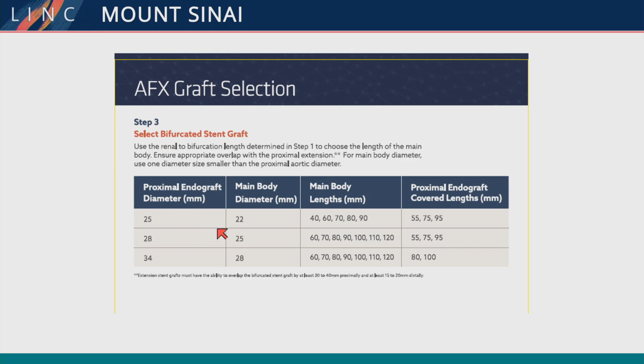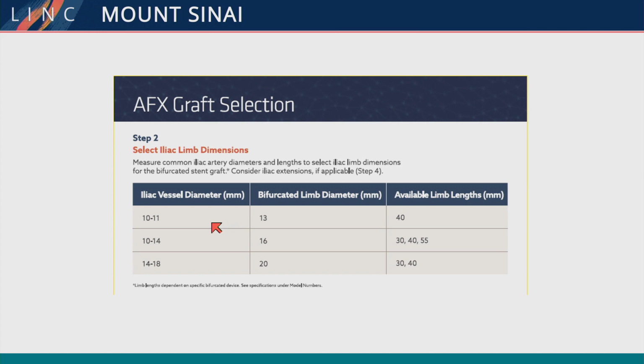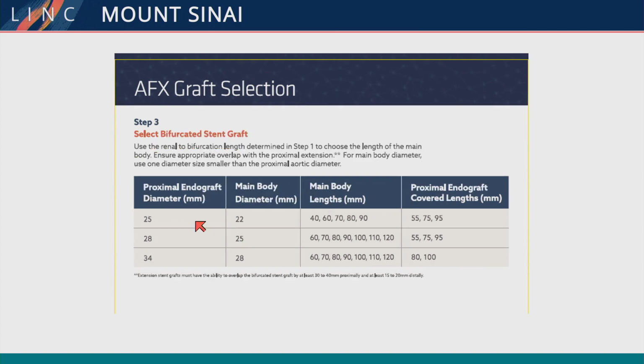What's different here is that you're going to pick a main body that's going to be smaller than your proximal piece, so you can seal the main body with the proximal piece. And then it comes in a number of different lengths. This can actually be useful when treating things other than aneurysms. So if you're treating an aortoiliac occlusive disease case, you can choose, say, a 25 millimeter device with a shorter main body.